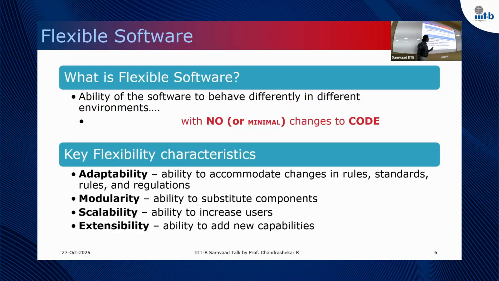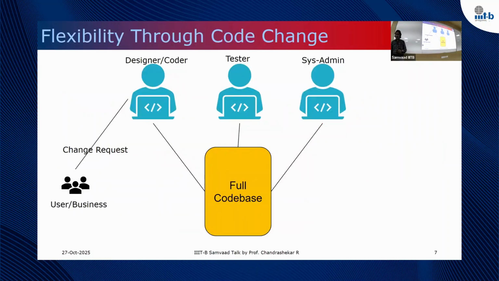And finally, extensibility, the ability to add new capabilities. These are all the factors of flexible software. Now, how can you achieve flexible software in software engineering in general? Broadly, I'm going to say there are 3 ways of achieving it.